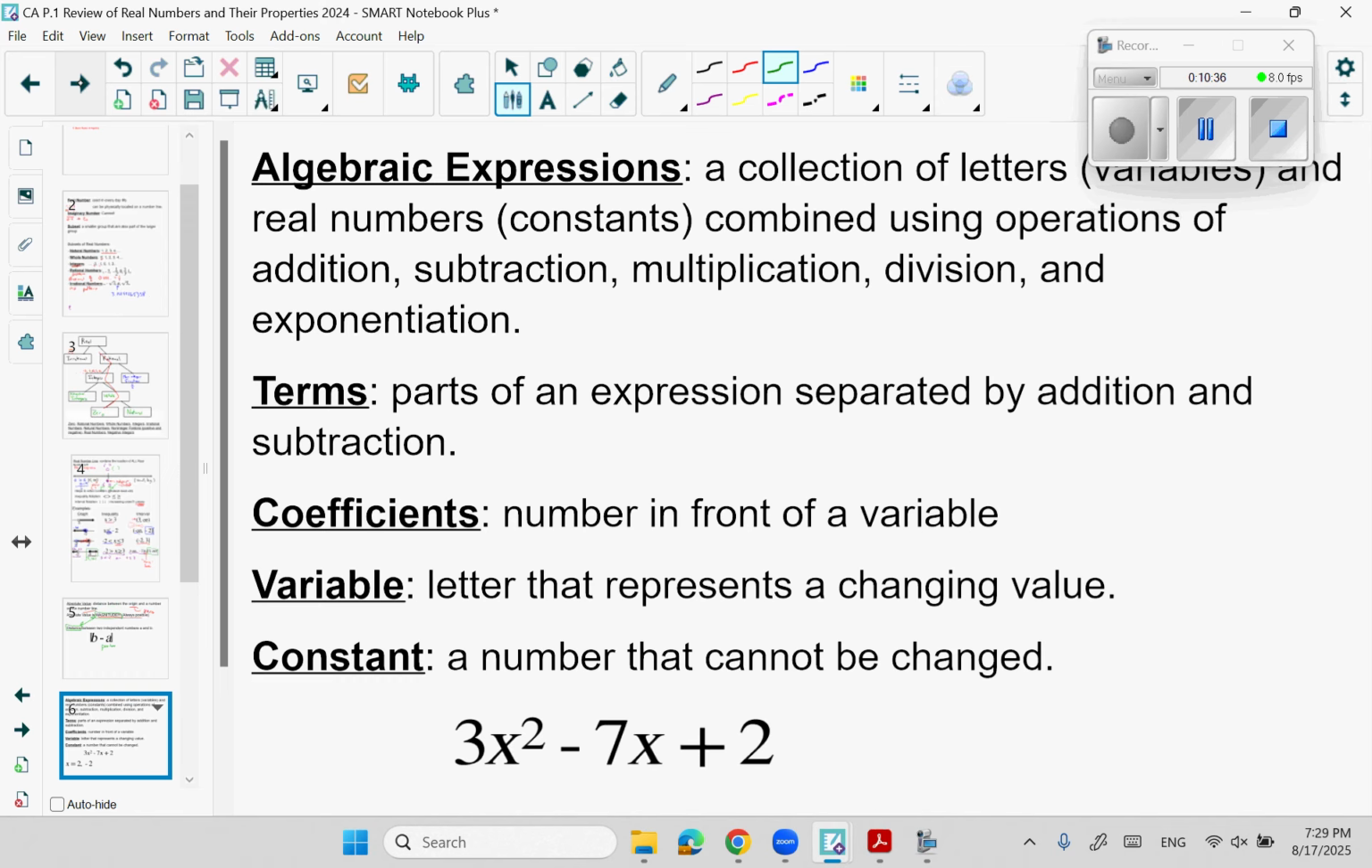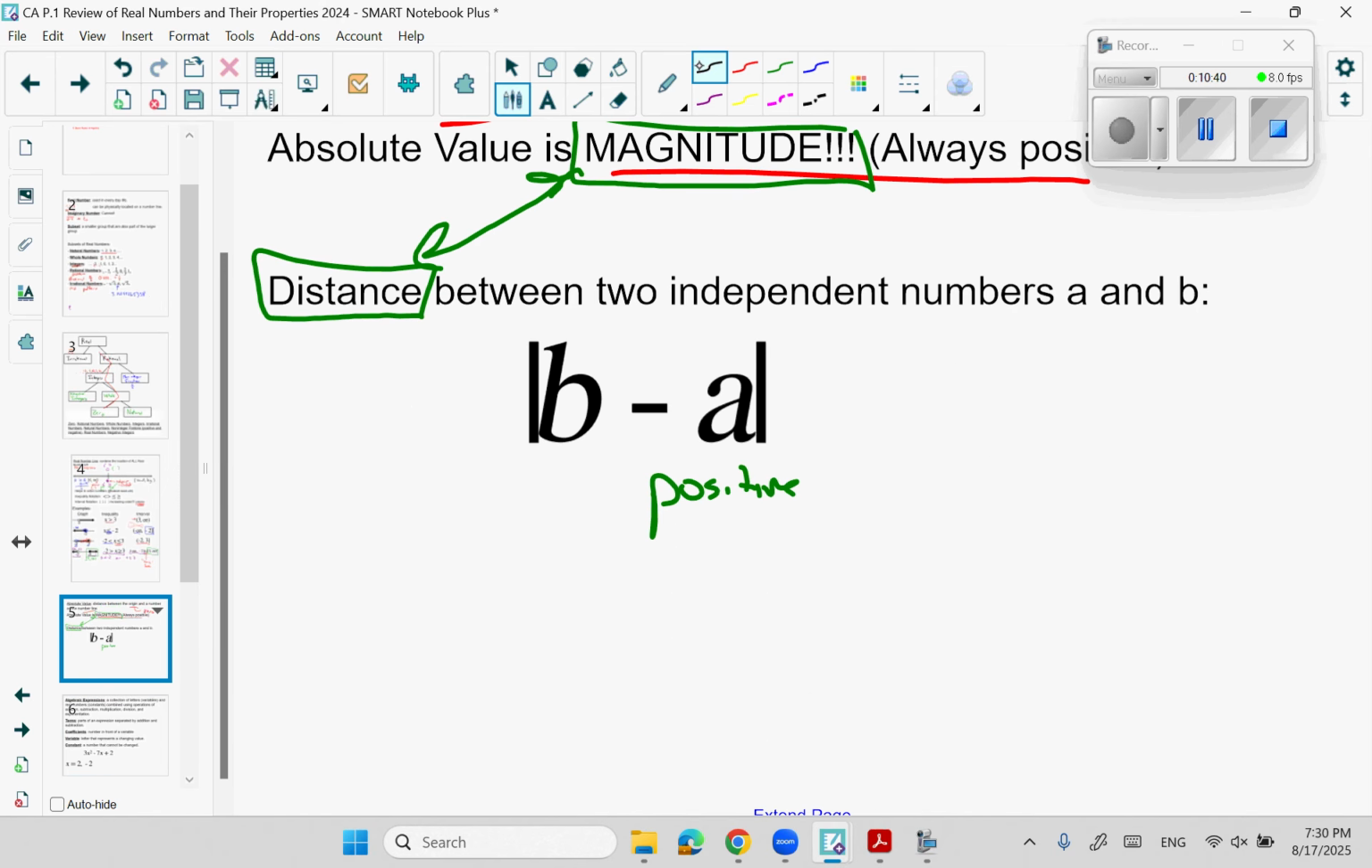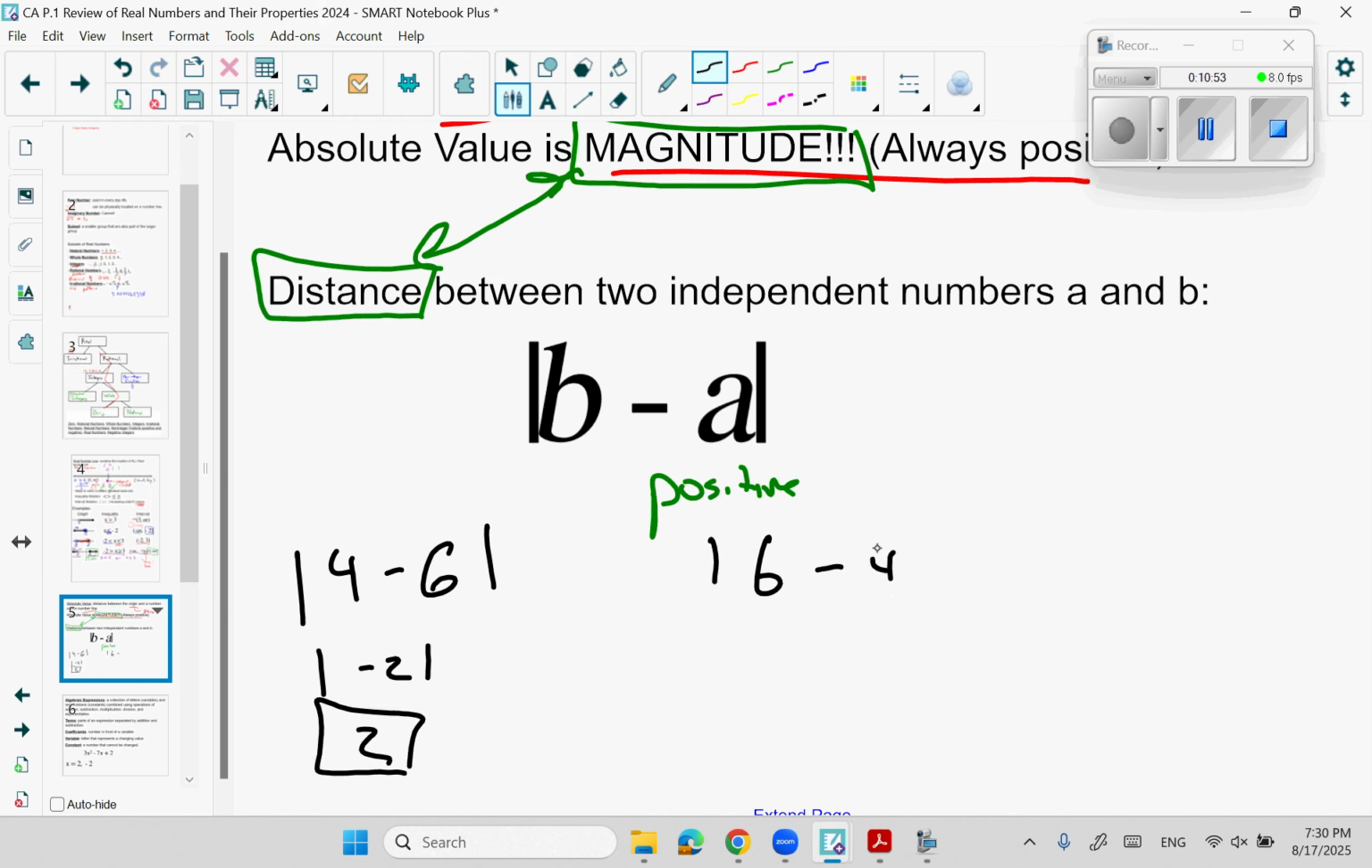Let's try one. Let's say I had something like 4 minus 6. Well, 4 minus 6 gives me negative 2, but it has to be a positive value, so that just gives me 2. Now, interestingly enough, this creates a situation where, for example, if I do 6 minus 4, I would get 2, and that's positive 2. This creates a situation where subtraction order doesn't matter.